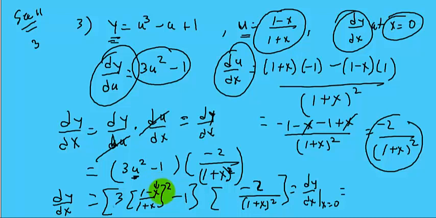0 here gives me what on the top? 0 here gives me what on the bottom? What's 1 over 1? What's squared? 1. What's 1 times 3? 3. What's 3 minus 1? 2. 0 there is going to give me what on the bottom? Square it, 1. What's negative 2 divided by 1? What's 2 times negative 2? Negative 4. That's one way of doing it.